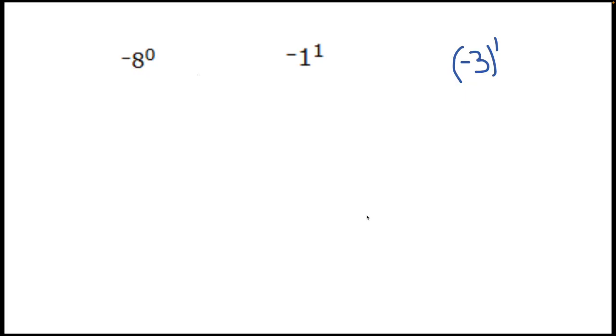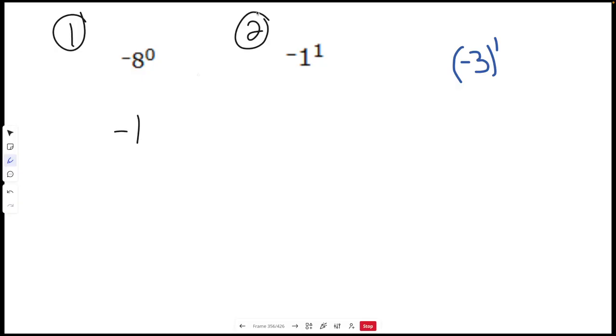Okay, now that you've had a chance to work these problems, let's check your solutions. For number 1, you should have gotten negative 1. Any number to the 0 power is 1, but remember that with the negative and no parentheses, it's negative 1. For number 2, you should have gotten negative 1, because any number to the first power is just itself. And for number 3, negative 3 to the first power, it doesn't matter whether it is in parentheses or not. This is negative 3.